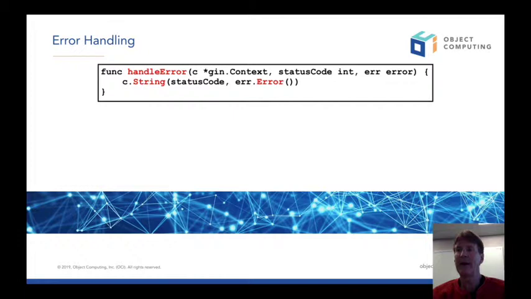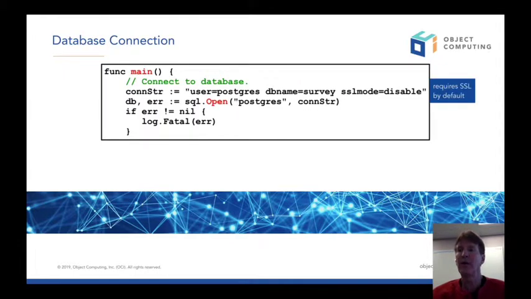To simplify error handling a bit, we define the handleError function. This sets the HTTP response status code and adds the text message found in an error object to the response body. Now we are ready to begin the definition of the main function. This is where execution of a Go application begins. The first thing we do is obtain a connection to our Postgres database. If we cannot connect, the application terminates with an error.